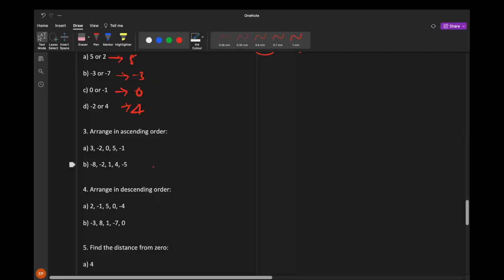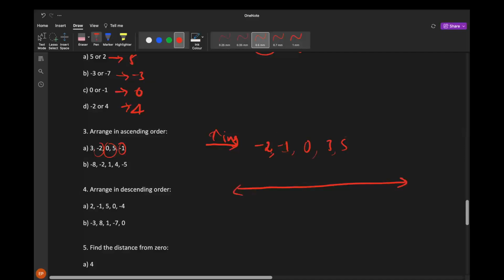Arrange in ascending order. Ascending order means the values are in increasing order. First, which number comes? Which is the smaller number? Yes, minus 2 is the smallest, minus 2, then minus 1, then 0, 3, 5. Ascending order means if you plot these numbers on the number line, they will come in this series only, right? Minus 2 comes here, minus 1 comes here, 0 comes here, 3 comes here, 5 comes here. This is the ascending order or increasing order.